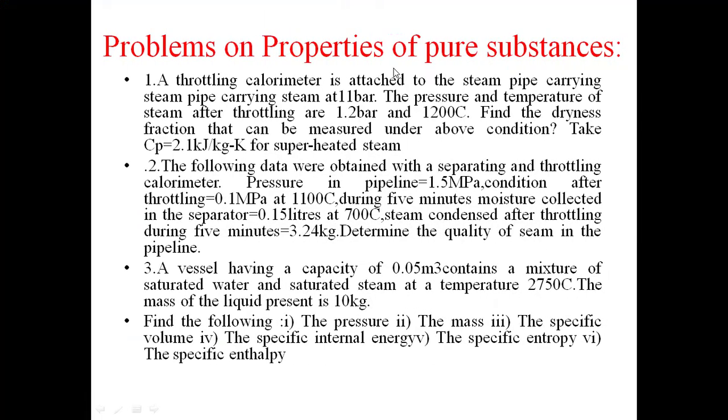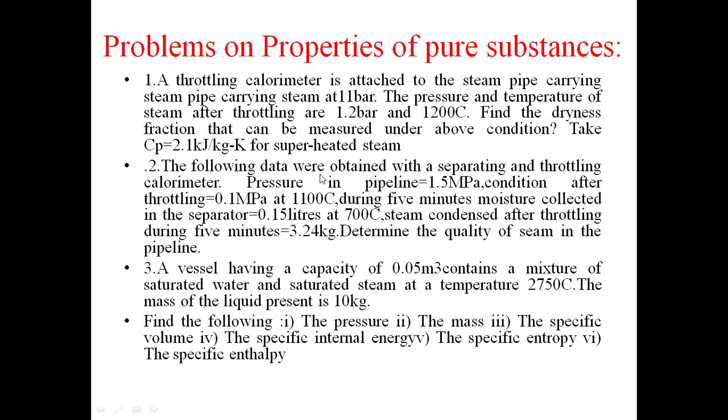Problems on properties of pure substances. A throttling calorimeter is attached to the steam pipe carrying steam at 11 bar. The pressure and temperature of the steam after throttling are 1.2 bar and 120 degrees Celsius. Find the dryness fraction that can be measured under the above condition. Take Cp equals 2.1 kilojoule per kg Kelvin for superheated steam.